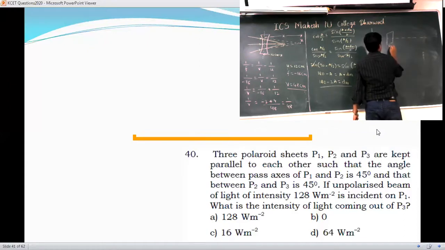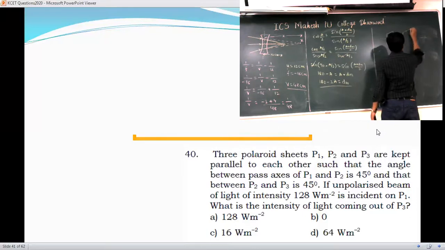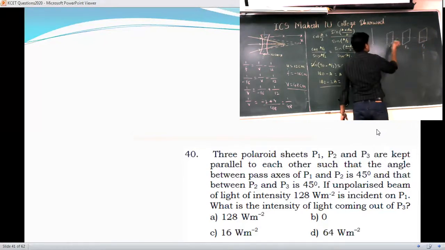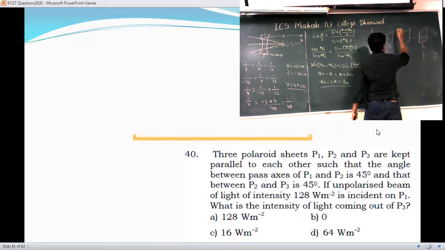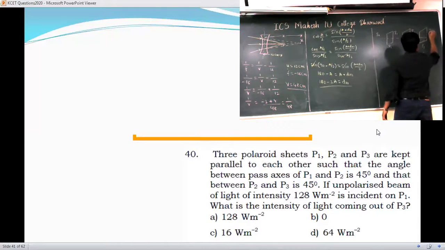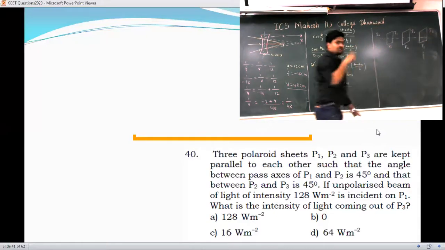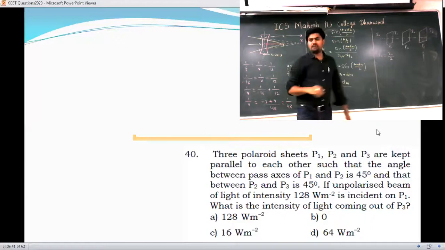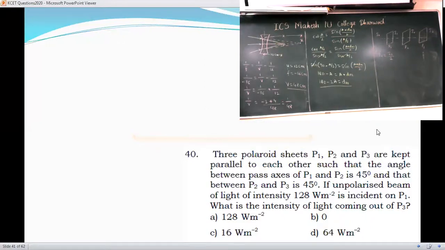So this is P1. This is P2. This is P3. The incident unpolarized light I will mention as I0. The light coming out from P1 I will take as I1. Here it is I2, and here I will take it as I3. Now, according to the concept, what is I1 here? I1 is equal to I0 by 2, half of that. That you have to take.